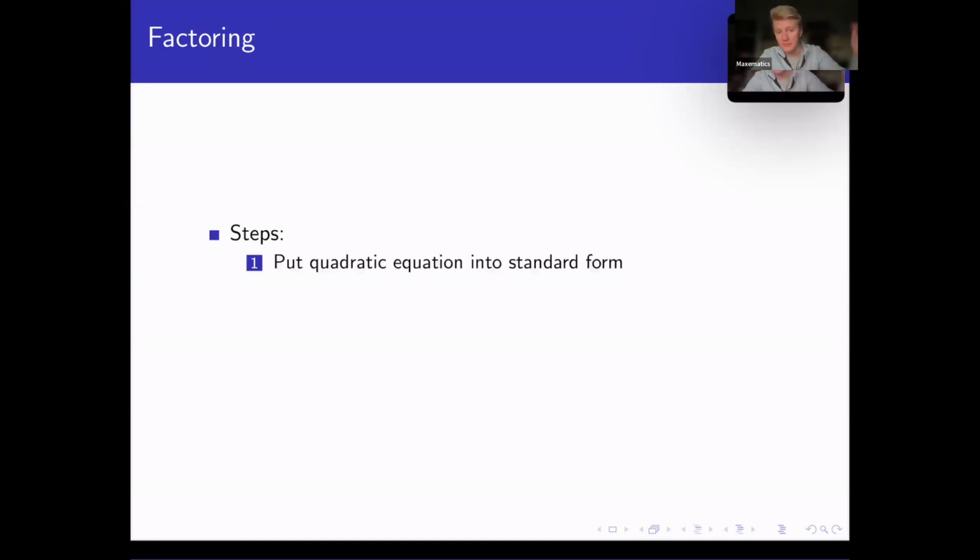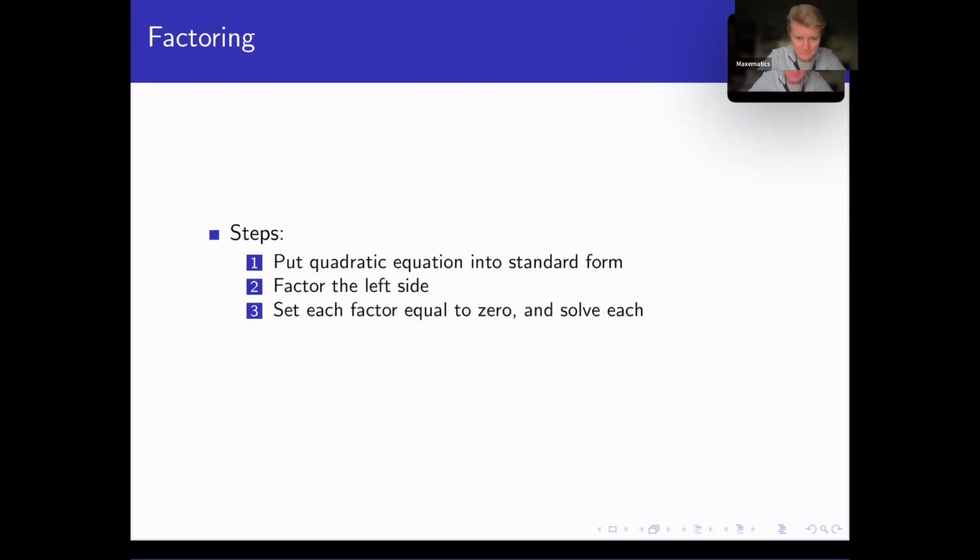So our steps are: put your quadratic equation into standard form. So get equals 0 on one side. Get everything to one side. Once you have equals 0 on one side, factor the other side. So whatever side that you bring everything to, probably the left-hand side, factor that side. What you're then going to do is set each factor equal to 0, and you're going to solve each factor.